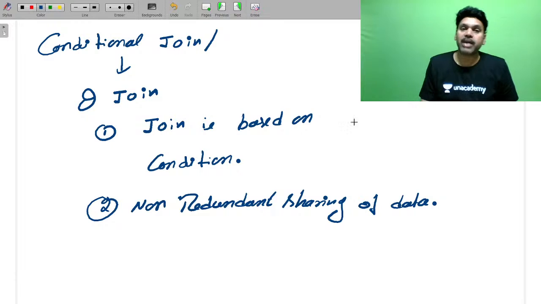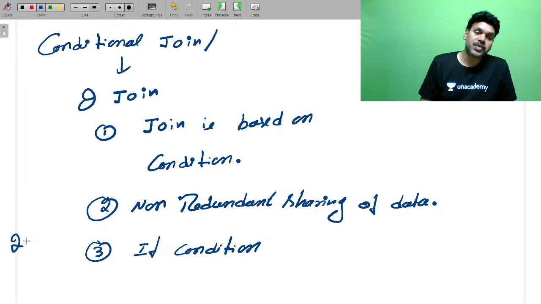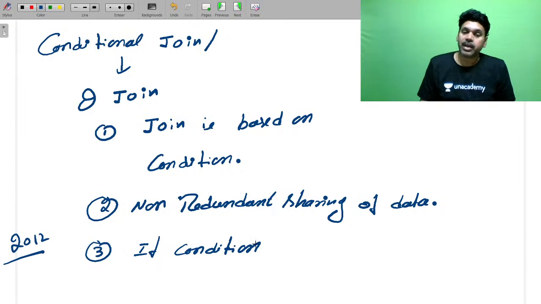Now let me write a small query on that. So what is the meaning of that? If the condition is matched, the tuple will be retrieved. That's the meaning. This is a 2012 GATE question, conditional join. If the condition is matched, then tuples are retrieved.